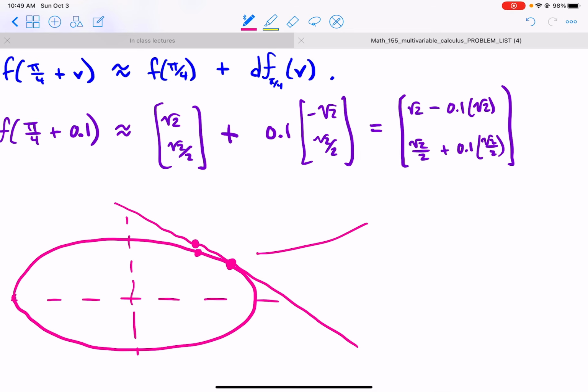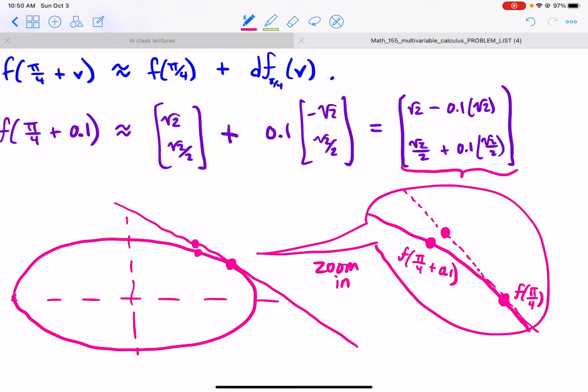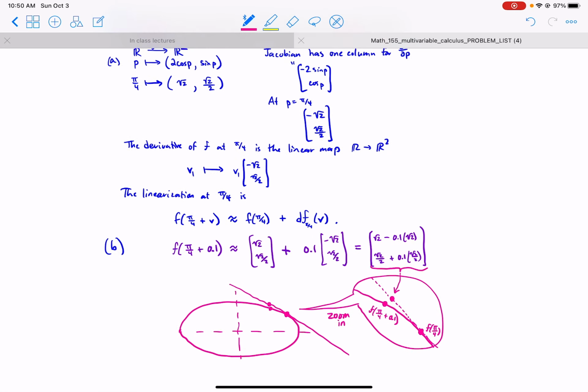So I'm going to zoom in. Zoom in. And here I have the ellipse. Here I have f of pi over 4. Here I have the actual value, f of pi over 4 plus 0.1. And here I will have our linear approximation, which is this thing here. Okay? It's basically correct, but not quite.